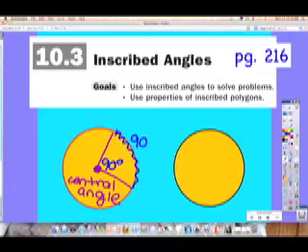Today's an inscribed angle. An inscribed angle looks like this. It's off of the edge of a circle, and then it cuts an arc. Like that. So your very first vocab, page 216 is inscribed angle. This is an inscribed angle. So make sure you have the difference between the two down.